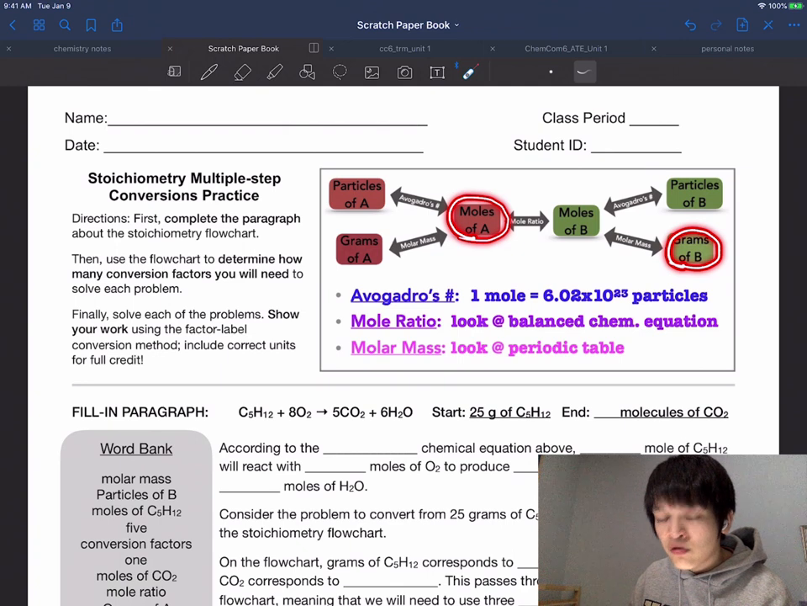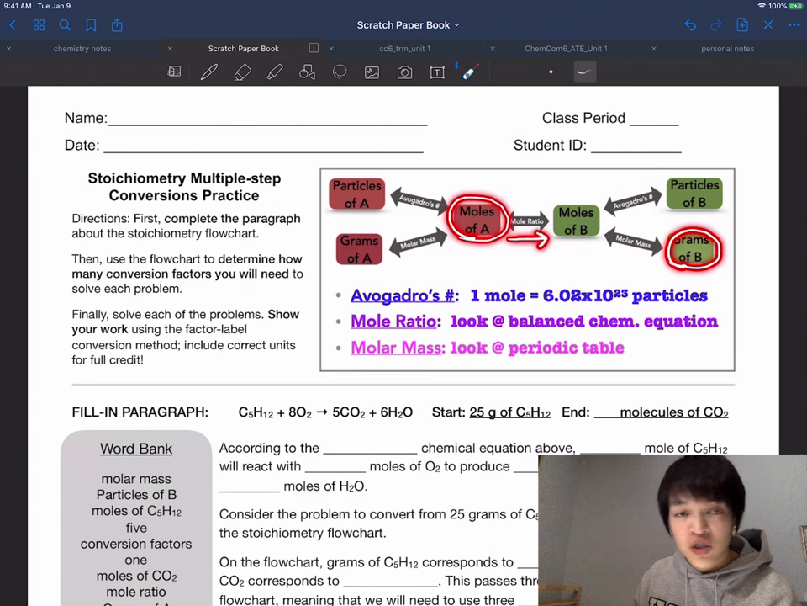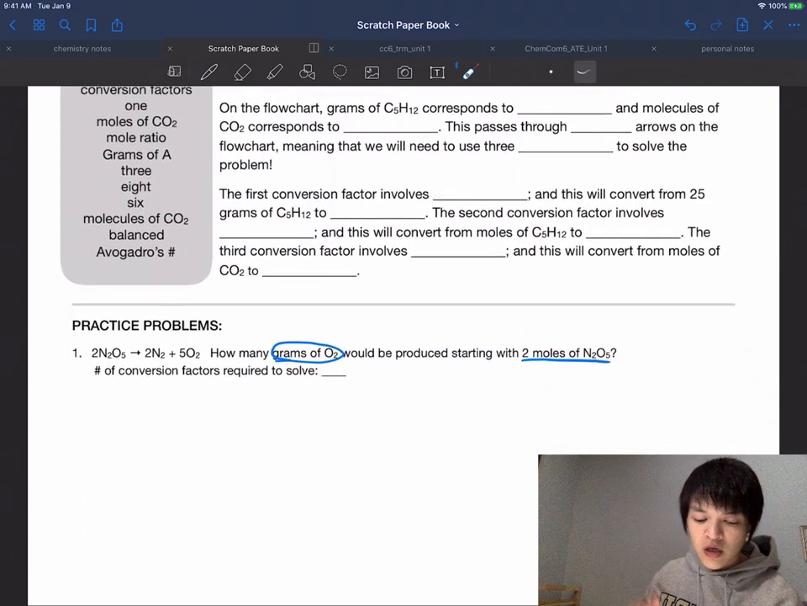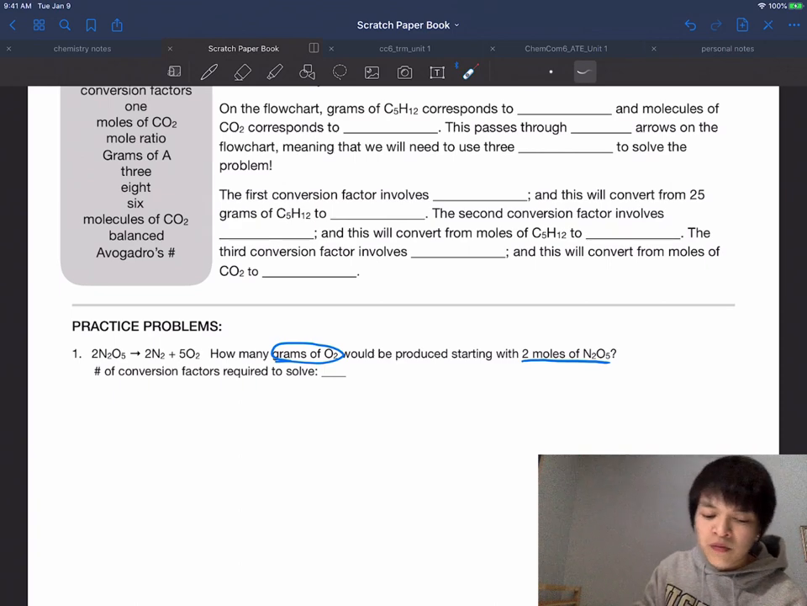Notice that it passes through two arrows. We're first going to need to do this step, which requires a mole ratio. And then we're going to do one more conversion, and that's going to require a molar mass. So it's basically just doing two conversions at once. The first conversion factor is a mole ratio. The second conversion factor is a molar mass. So we need two conversion factors to solve this problem.